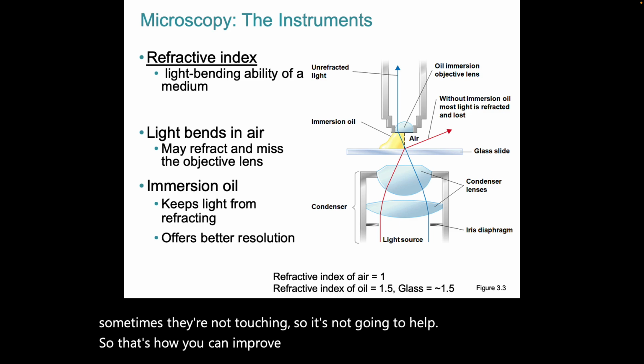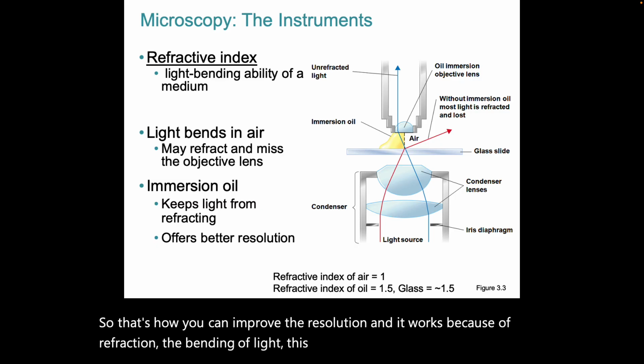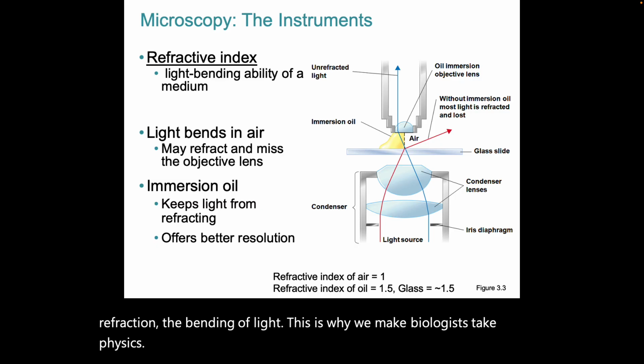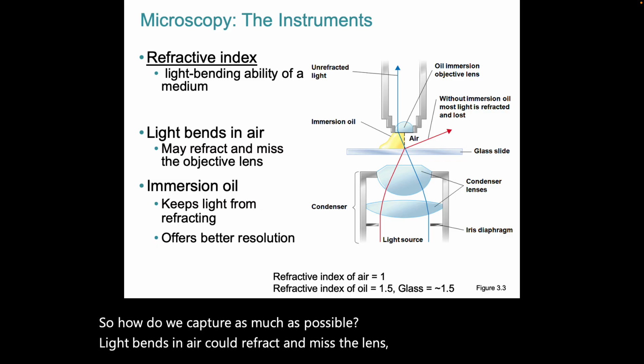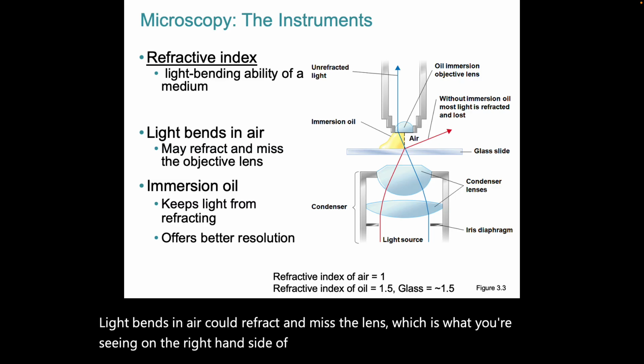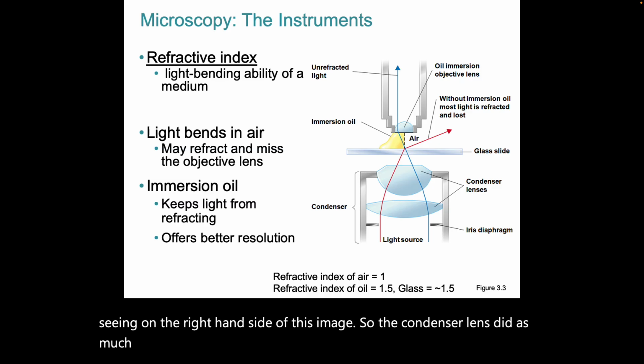And it works because of refraction, the bending of light. This is why we make biologists take physics. Light bends. So how do we capture as much as possible? Well, light bends in air, could refract and miss the lens, which is what you're seeing on the right-hand side of this image. So the condenser lens did as much as it could to shine all the light that it can through our specimen, and then bam, air happened, and we lose it.